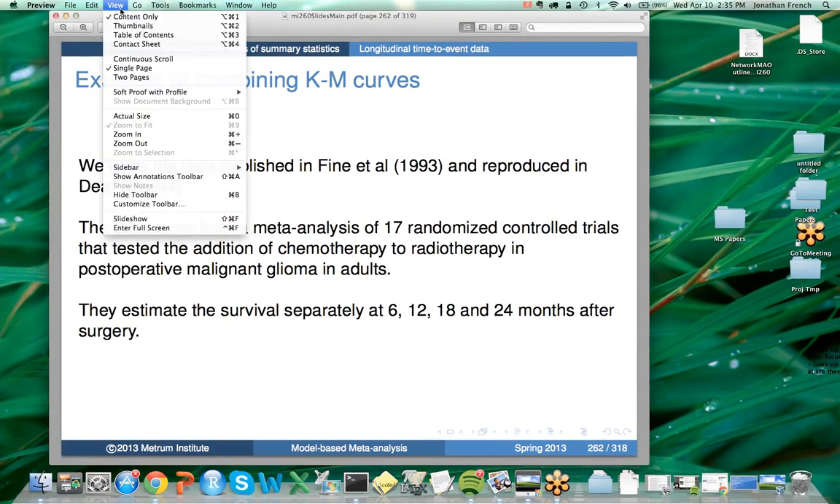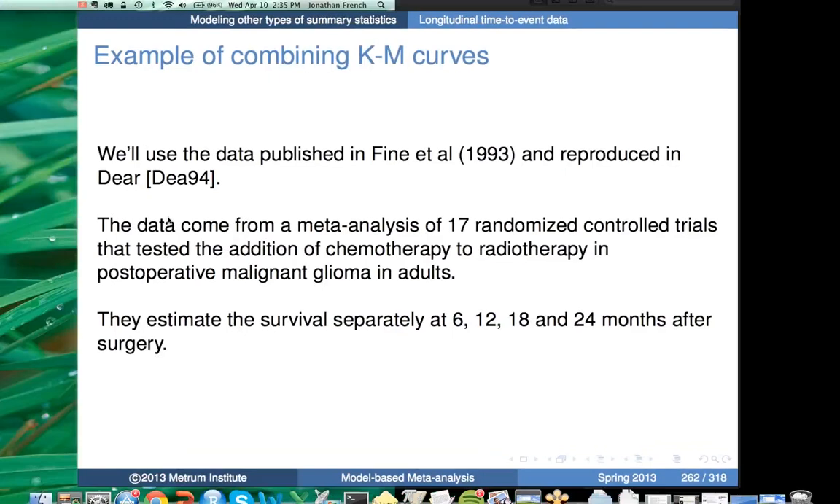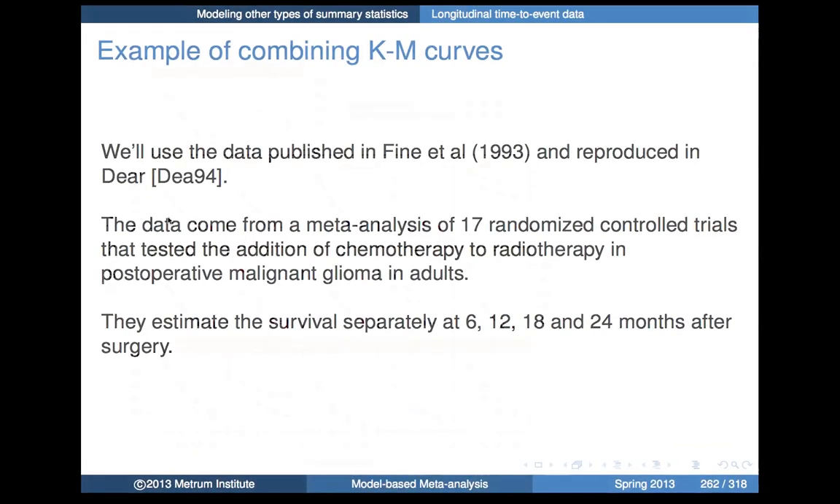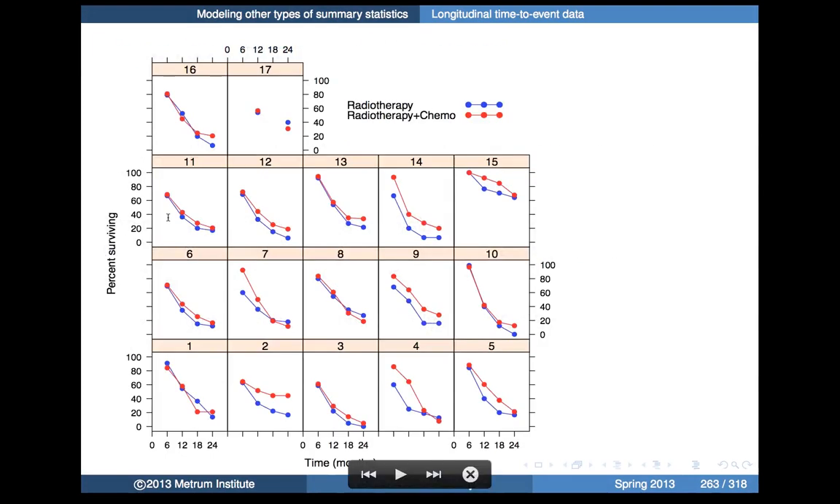So the example that we'll use is taken straight from the paper by Deeks. And the data were originally published a year before in a paper by Fine and colleagues. And they come from a meta-analysis of 17 randomized controlled trials that looked at the effect of a combination of chemotherapy and radiotherapy in postoperative malignant glioma. So all of these studies compared radiotherapy alone to radiotherapy plus chemotherapy. And the outcome was overall survival.